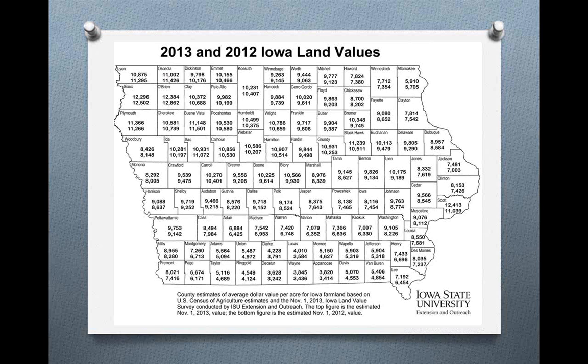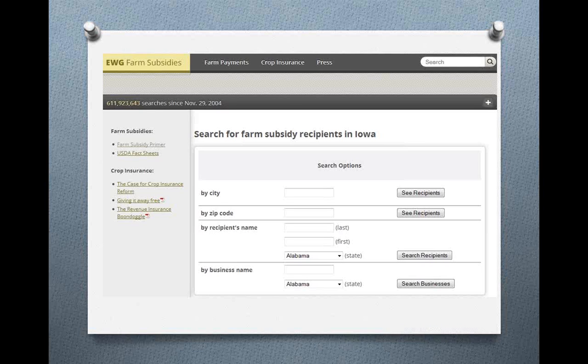So here's an example of the most recent ISU extension land survey. When you go to the link, it just instantly downloads the PDF for you. And so you can see that the top is the 2013 value in each county and then compared to the 2012 value. So if you're really committed, I just suggest you print this out and keep it taped somewhere near your monitor. Handy dandy.